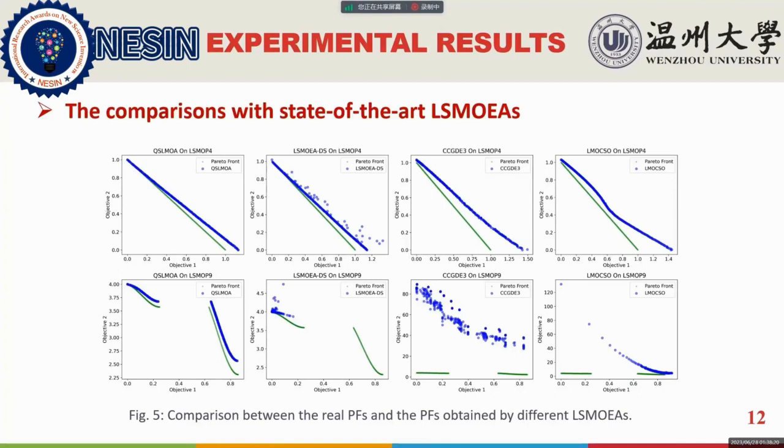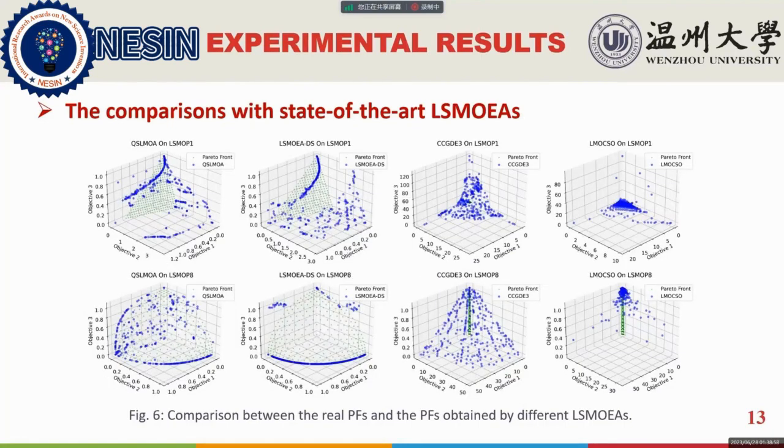We also plot the Pareto fronts obtained by our algorithm and 3 LSMOEAs with different types, and compare them with the real Pareto fronts for corresponding problems. This is the result of 2 objectives. It's about 3 objectives. It is clear to see that compared to these LSMOEAs, solutions obtained by our algorithm can cover and get close to the Pareto fronts better, which indicates our algorithm performs excellently in the distribution and diversity of the population.